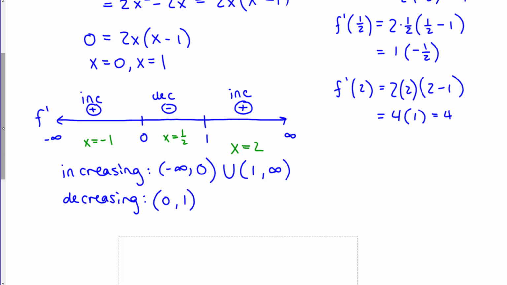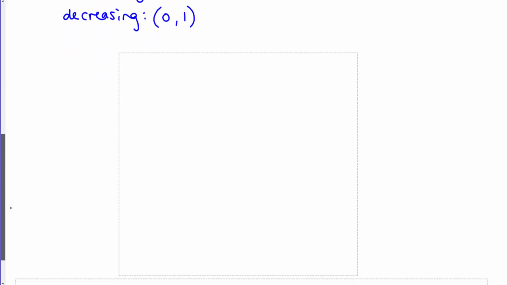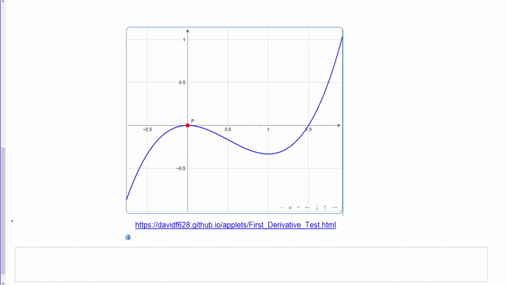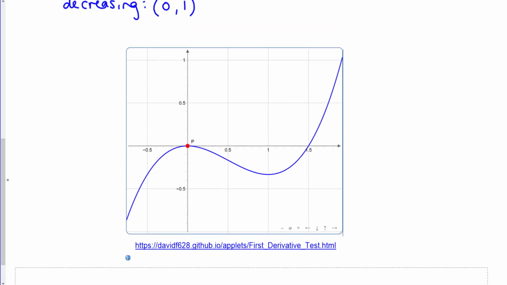And if we take a look at the graph of this, that's going to mesh up with our results here. So here's the graph, and what we can see is that the function does have horizontal tangent lines here and here, which is at 0 and 1, just as we expected. The function is increasing, so it's getting larger in value up to this point at 0. Then the function turns and it starts decreasing in value.